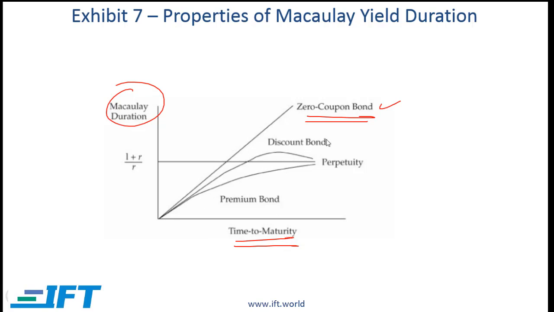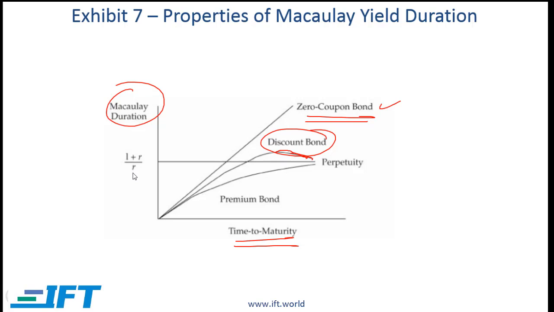The awkward item over here is the discount bond, and the curriculum gives an explanation for why there is this potential bend at the end. If you have time, you can go through that, but I don't think it is a very important point. The larger point to recognize is that by and large, as time to maturity increases, the interest rate sensitivity, or the Macaulay duration, goes up. For a perpetuity, the Macaulay duration is given by (1 + R) divided by R.